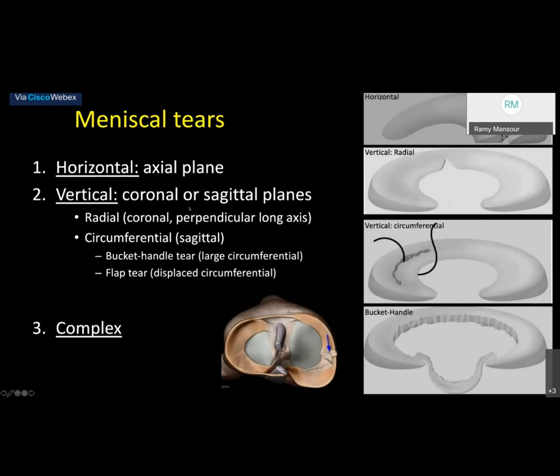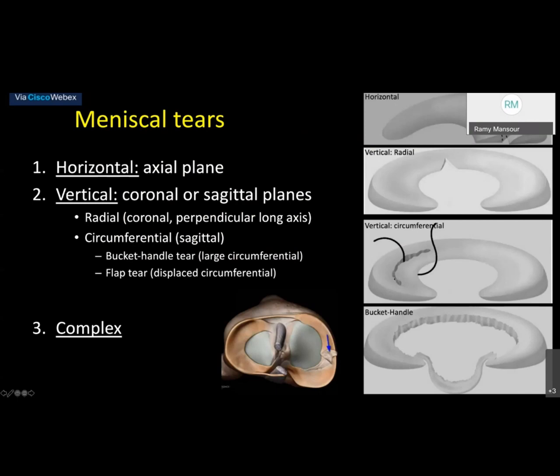The next common is the vertical, and it depends on whether this vertical tear is seen in the coronal or sagittal plane. If it is in the coronal plane, i.e. perpendicular to the menisci, this vertical tear is called radial. If it is in the sagittal plane, through the long axis of the menisci, it is also vertical, but it is called circumferential. One of the most common variants of the vertical circumferential tear is the bucket handle tear.